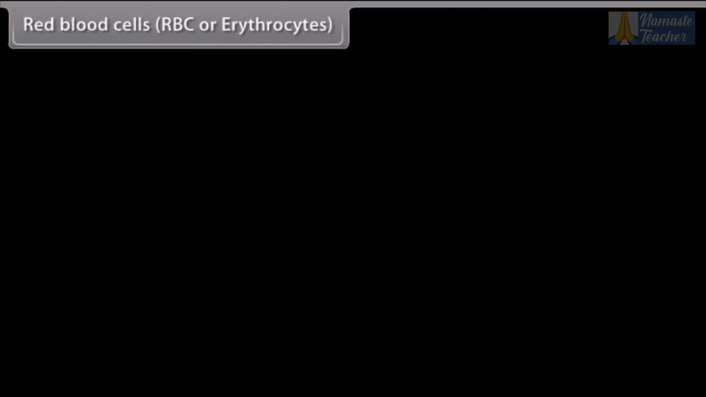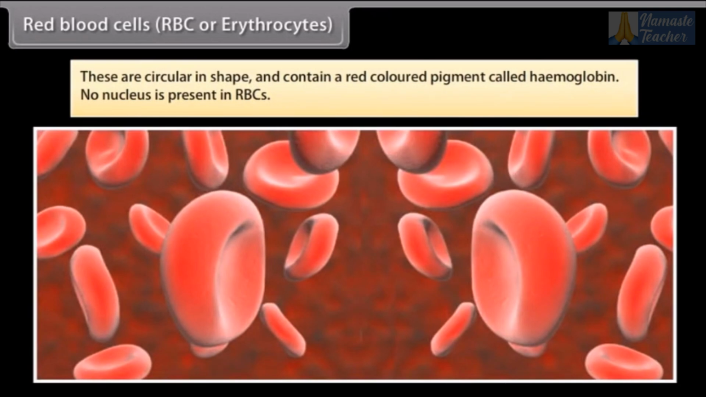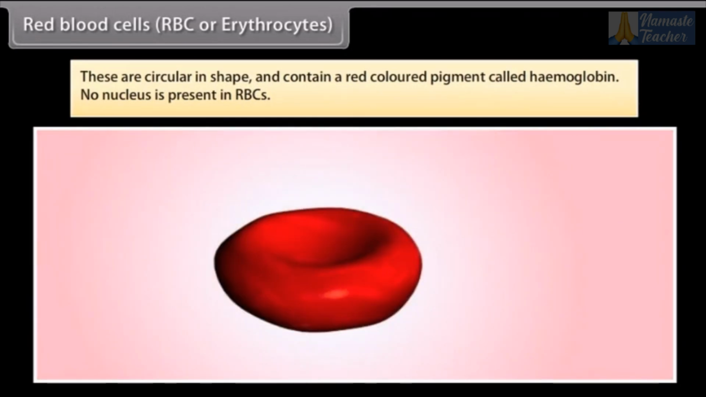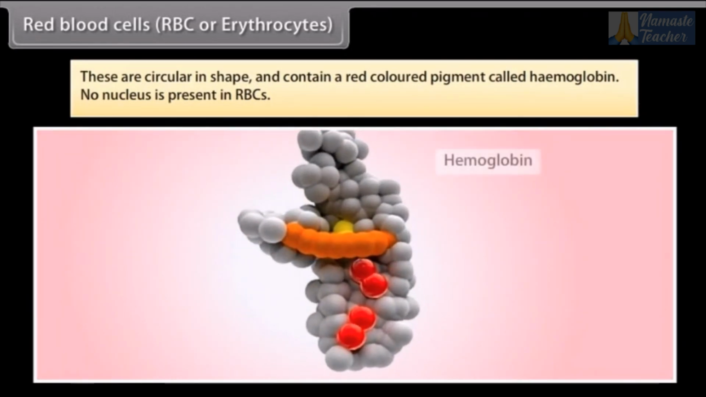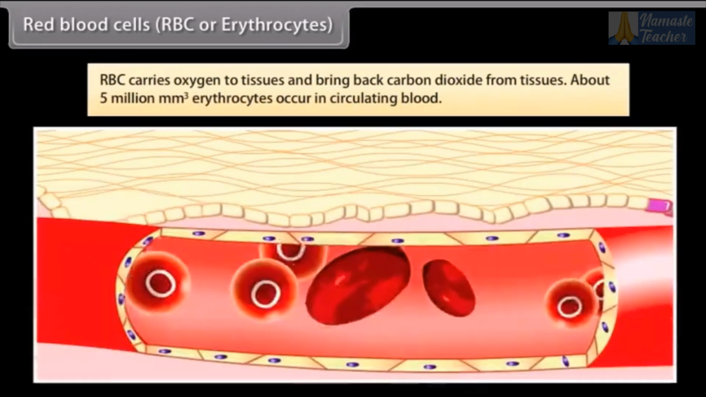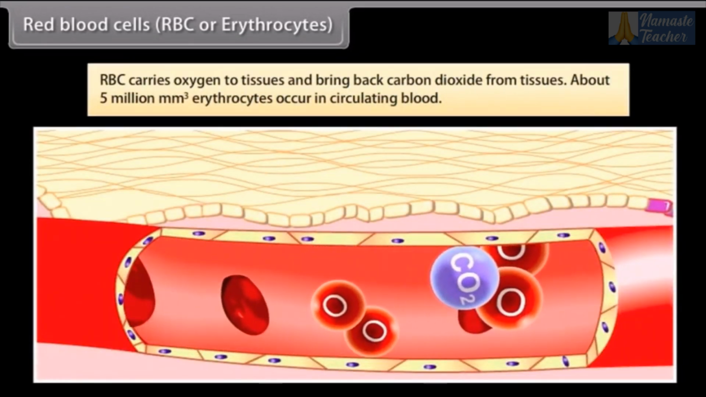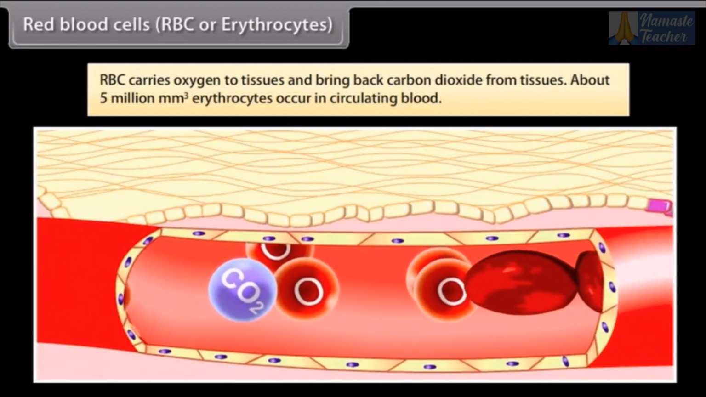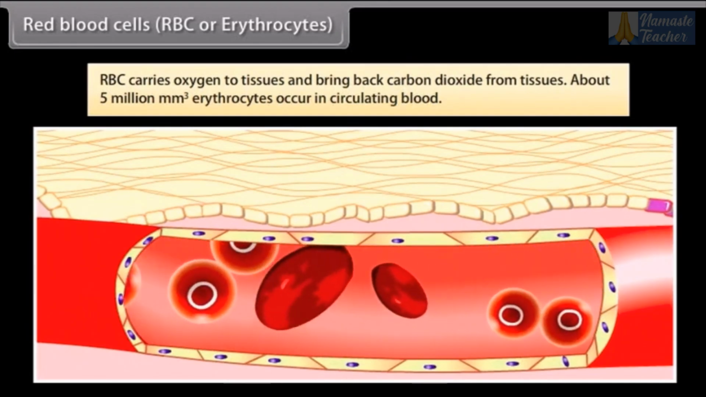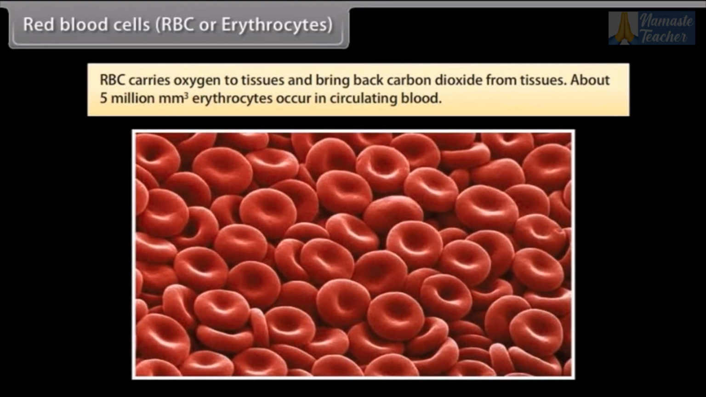Red blood cells, RBC, or erythrocytes. These are circular in shape and contain a red-colored pigment called hemoglobin. No nucleus is present in RBCs. RBCs carry oxygen to tissues and bring back carbon dioxide from tissues. About 5 million per mm3 of erythrocytes occur in circulating blood.